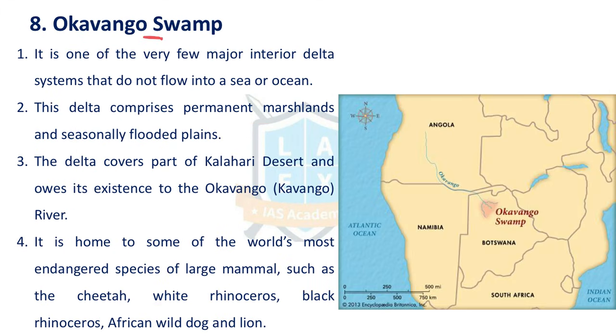Next issue is Okavango Swamp. Okavango Swamp is located in Botswana. It borders Angola too. Near Okavango Swamp, hundreds of elephants died last year. They consumed water polluted by cyanobacteria. That's why they died. This Okavango Swamp is drained by the Okavango River, which is also known as the Kovango River.